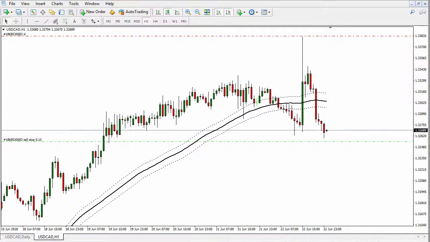However, both of these scenarios haven't occurred yet. Therefore, I'm just going to have to patiently sit and wait for price action to make up its mind about what it's going to do next.